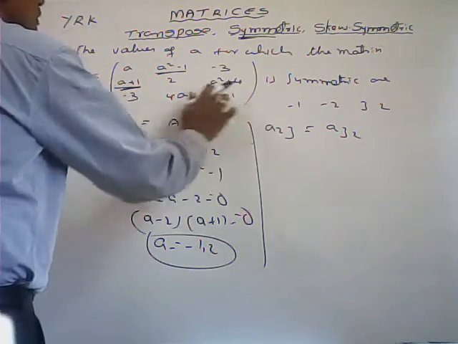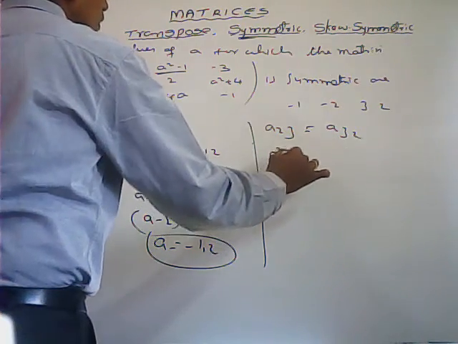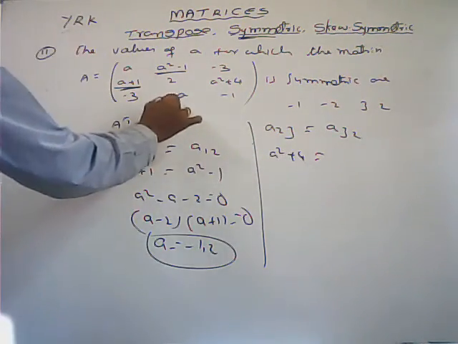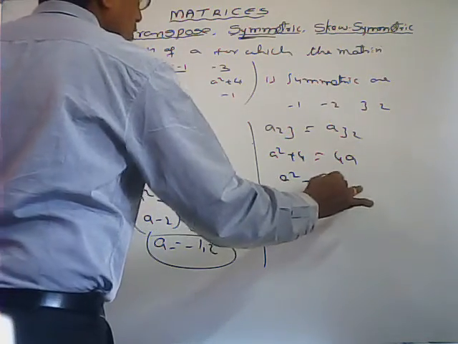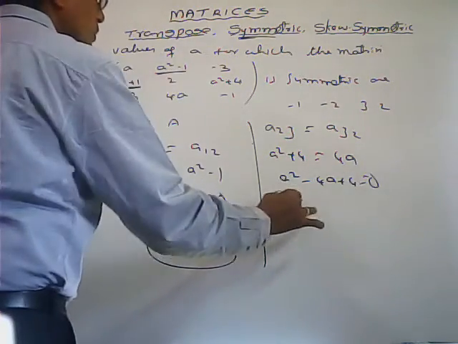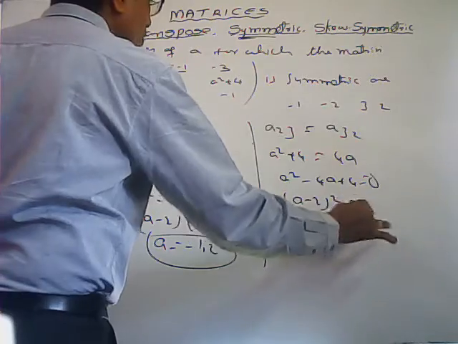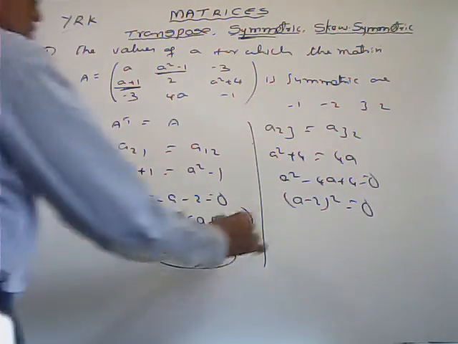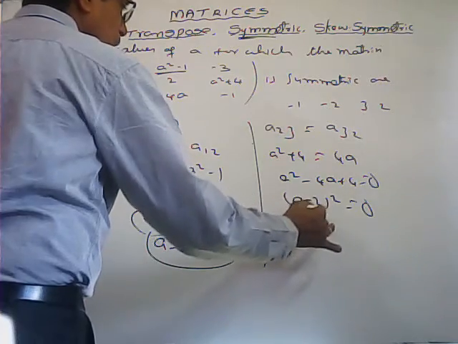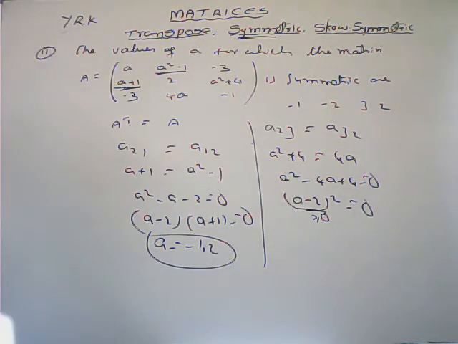What is the second row third column element? a square plus 4, which equals the third row second column element, 4a. So a square minus 4a plus 4 equals 0. So (a minus 2) whole square equals 0. That is a perfect square. A perfect square is always greater than or equal to 0, so it equals 0.